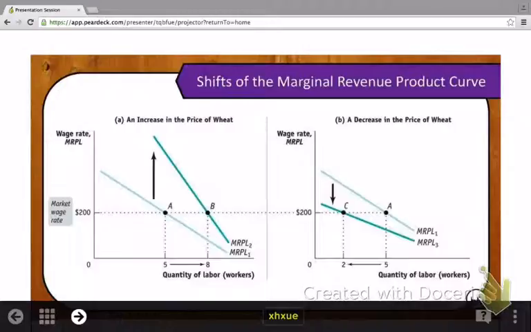A decrease in the price of wheat, shown in panel B, would do the same thing. If the price of a bushel of wheat goes down, then the marginal revenue product of labor goes down as well, and that shifts to the left, and now we would hire fewer workers. Instead of hiring 5, we would now hire 2.